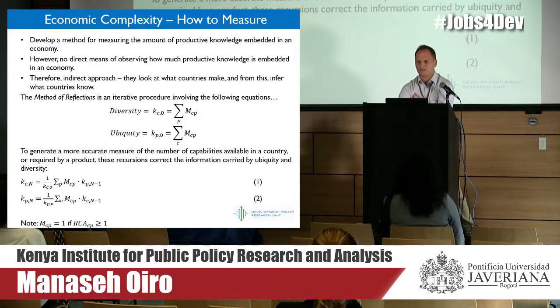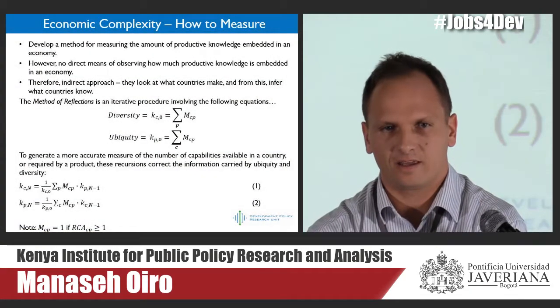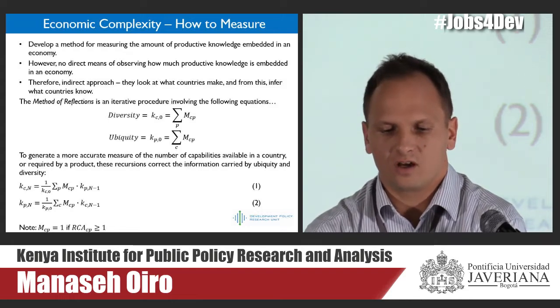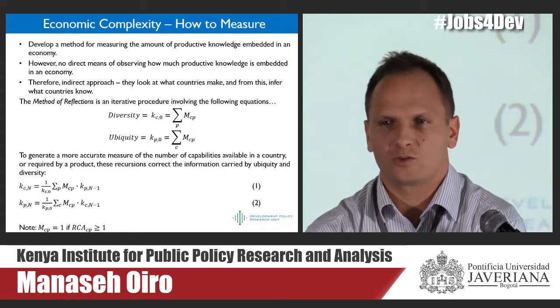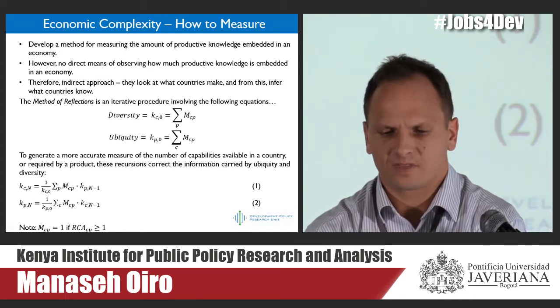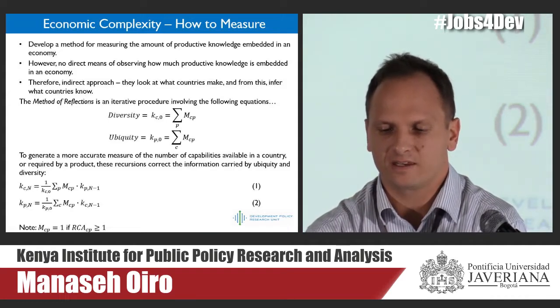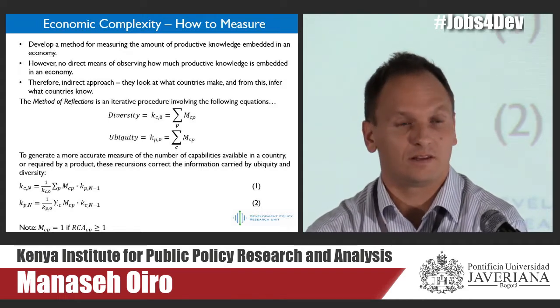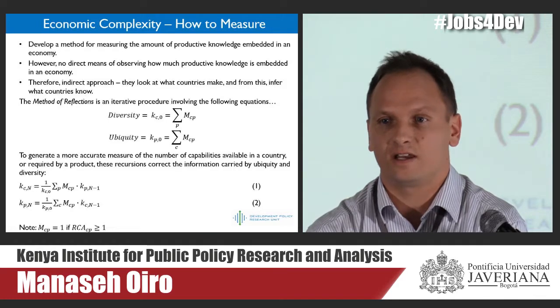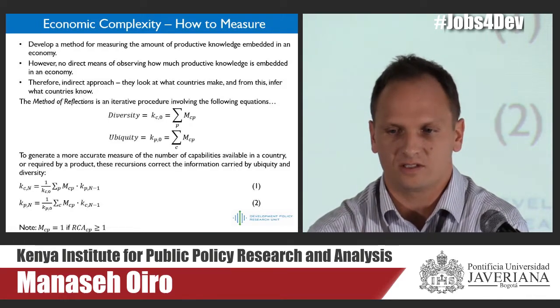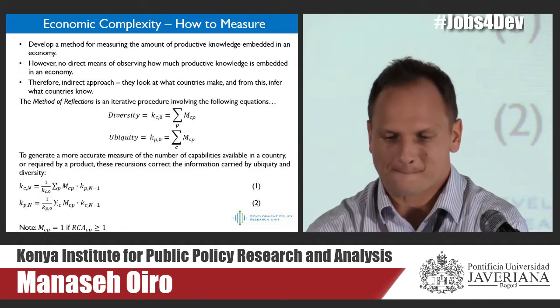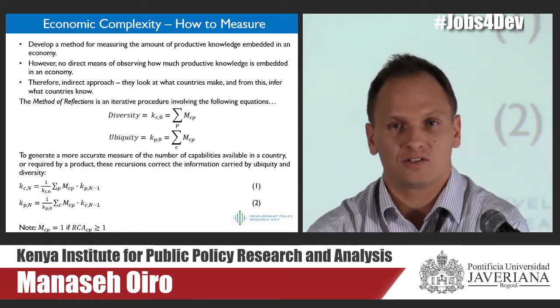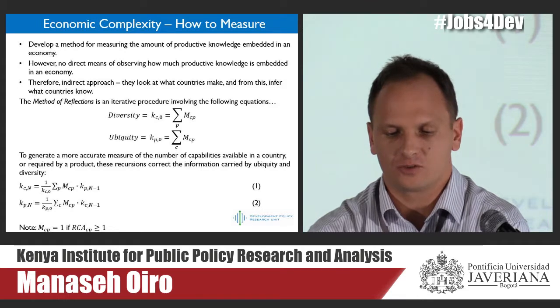capabilities determine the complexity of the economy. So the more capabilities an economy or country has, the more complex that economy. But there's no method of measuring productive knowledge. We can't actually measure it, and therefore they take an indirect approach where they look at what countries make, and from this they infer what countries know. Okay, so they use trade data, because there you've got a wider range of countries and you see exactly what products they make, at a very detailed level, the HS6 level or the HS4 level, whichever you choose.